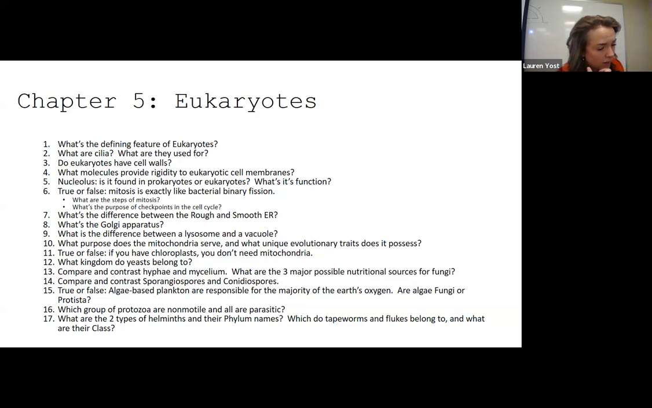True or false, algae-based plankton are responsible for the majority of the Earth's oxygen. Are algae fungi or are they protista? And they are protista.